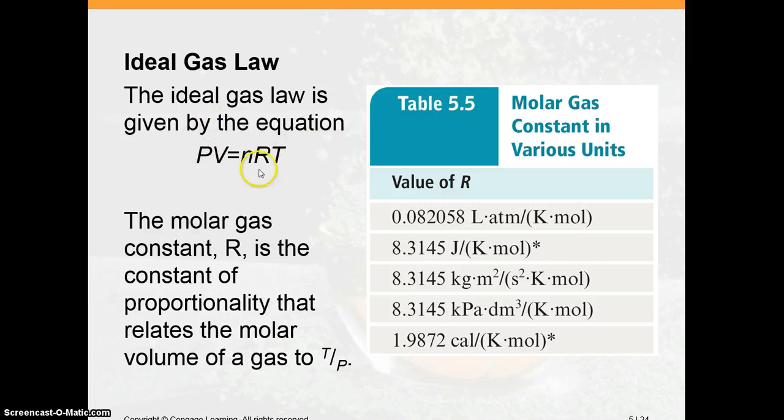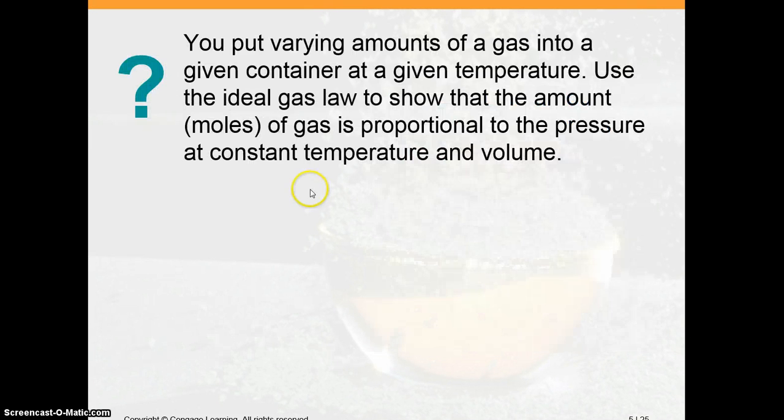Here I have only one, and it does introduce this idea of R, which is a constant that relates to the molar volume. More often than not, I use this first one, 0.082058. If you notice, the units are specific, so that means I have to have my volume in liters, my pressure in atmospheres in order to do this one.